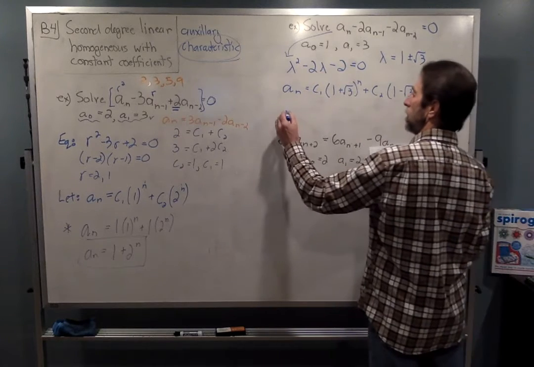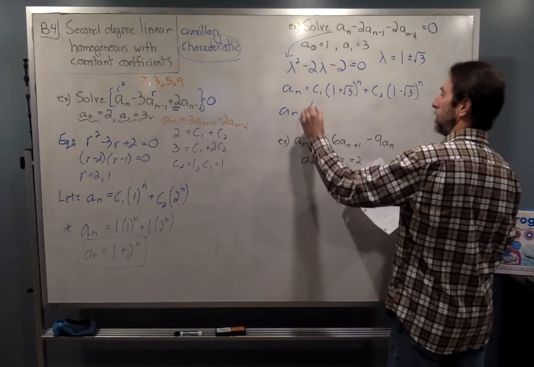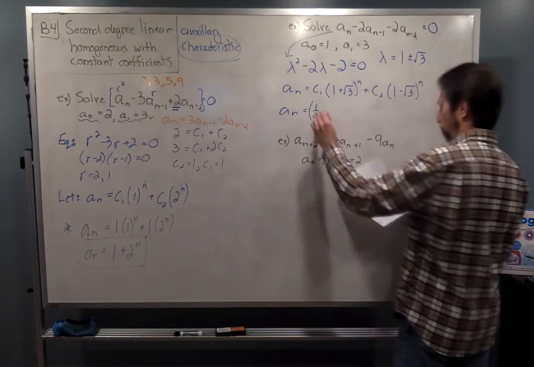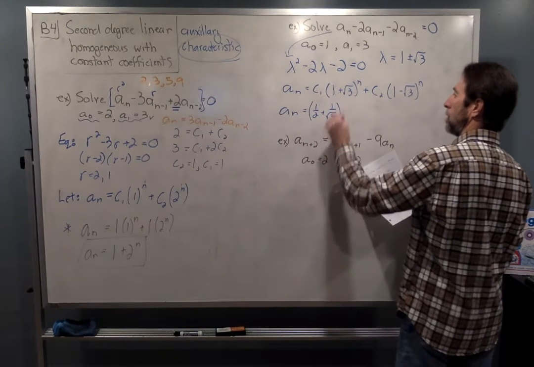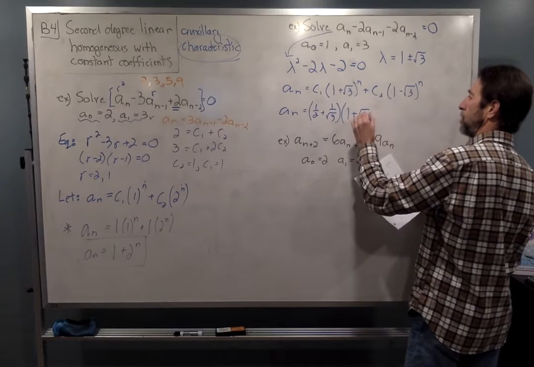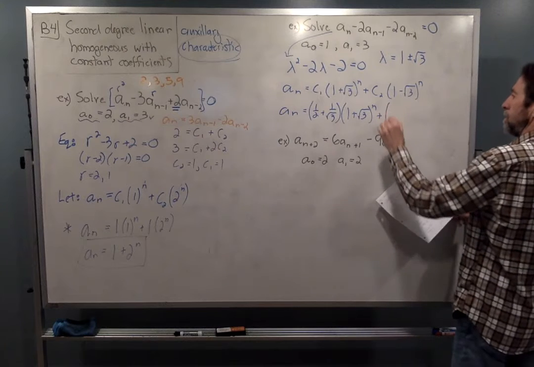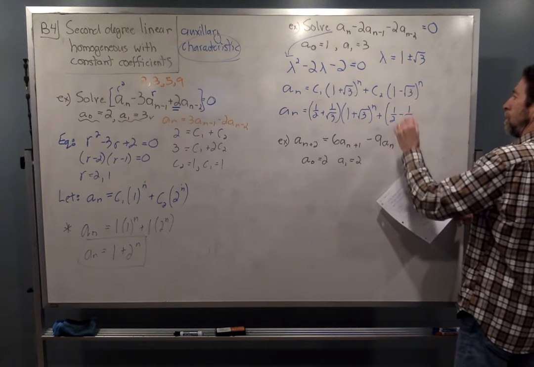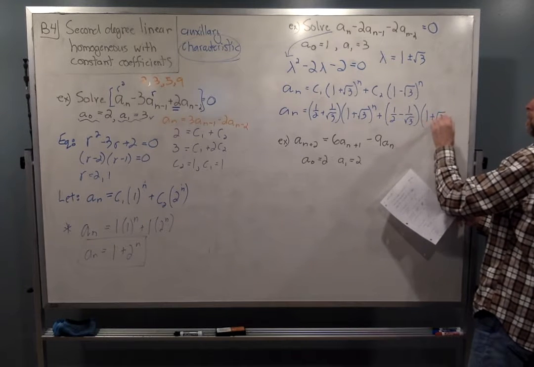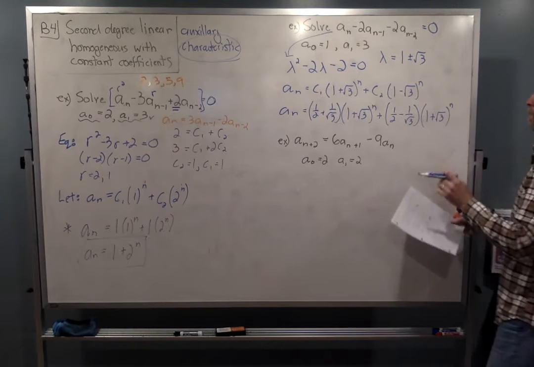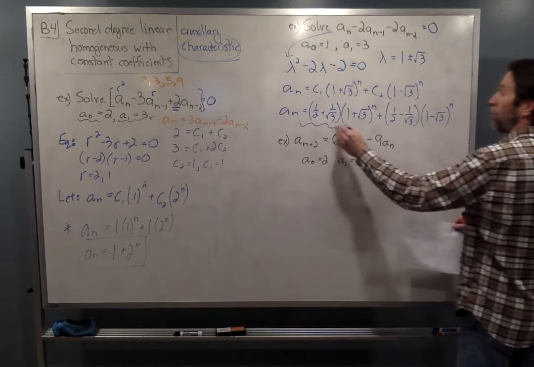And ultimately, you're going to end up with something that just looks a little more complicated. 1/2 plus 1 over radical 3 times 1 plus radical 3 to the n. Next one's going to be 1/2 minus. That would be my nth term, my closed form.